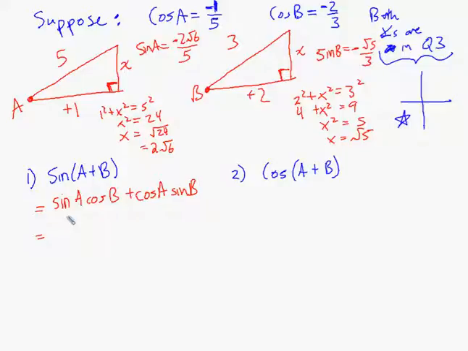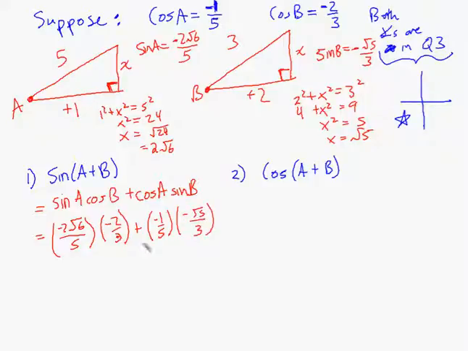So sine A is negative 2 root 6 over 5. Cosine B is negative 2/3. Plus cosine A, we were given, negative 1/5. Sine B, we just calculated, negative root 5 over 3. We do have like denominators, so what's our denominator? And then a negative times negative is positive, so I have 4 root 6, and negative times negative is positive, plus root 5. And that is that quantity, so that's our answer.